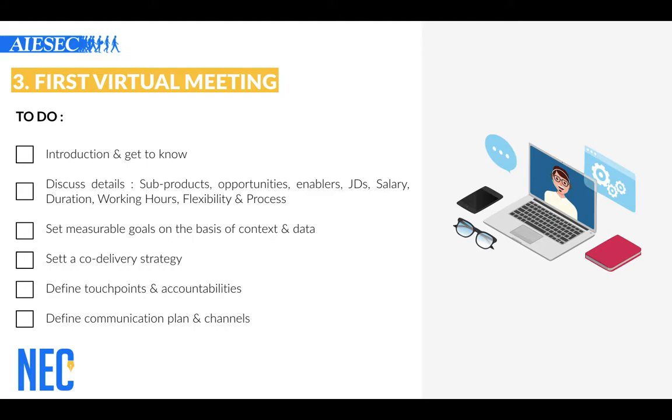Then what we need to do is to set measurable goals upon what we have discussed before, and on the basis of also the context and the data. Then to set a co-delivery strategy to make sure that both entities are included in delivering the best quality experiences that we can. Then we need to define the kind of touch points we are going to be having with this partner, and the kind of accountabilities each one of us have. Then finally, what we need to do is to define the communication plan and also the kind of channels we are going to be using.